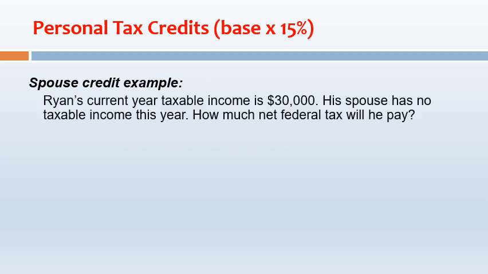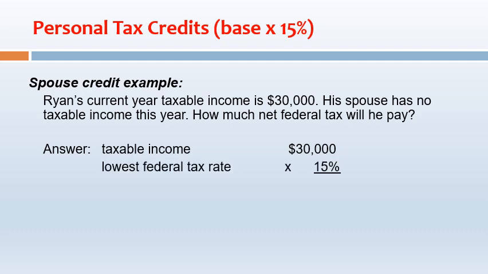So here's me, or sorry, someone named Ryan. He's got current year taxable income of 30 grand and his spouse has no taxable income for the year. We're quite a powerhouse couple here. How much net federal tax is Ryan himself going to pay? Well, here's how it works. Ryan has taxable income of 30 grand. That gets multiplied out by our lowest federal tax rate of 15% to generate $4,500 worth of gross federal tax.